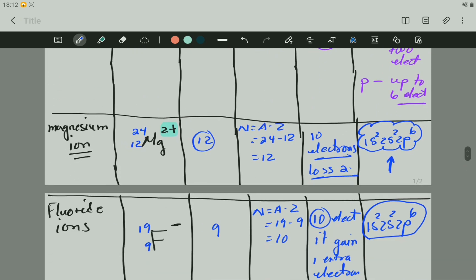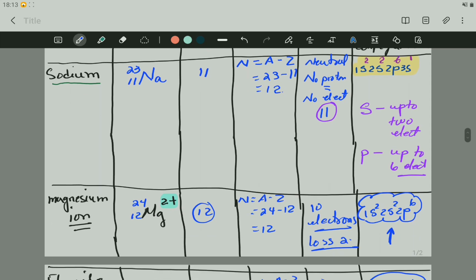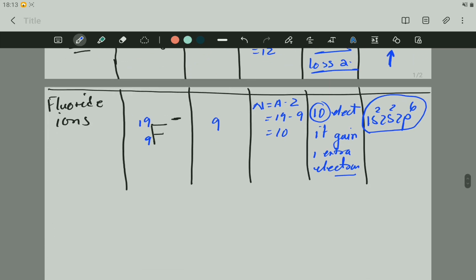We saw 3 examples of completing a table and getting some information like the standard notation, the number of protons, the number of neutrons, the electrons, and very important, the electron configuration for these 3 elements. You can practice with other elements up to the first 20, and then you can ask any question if you have.